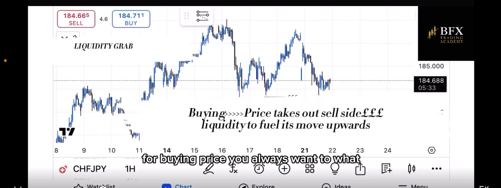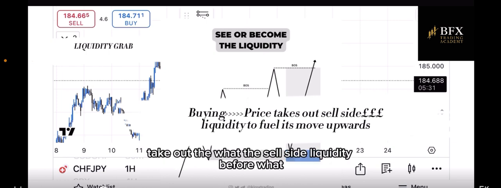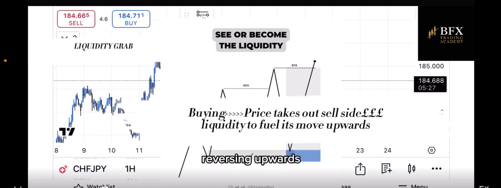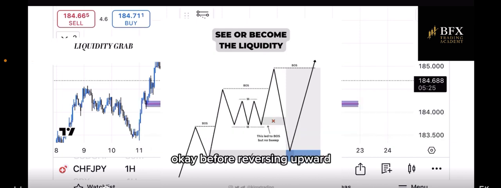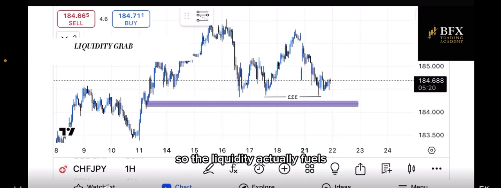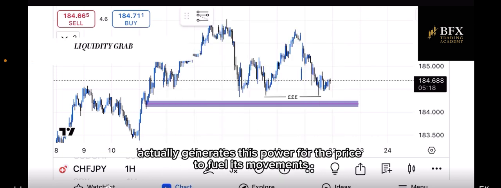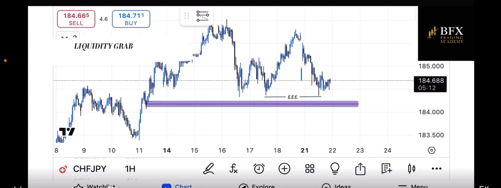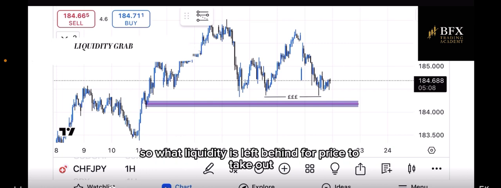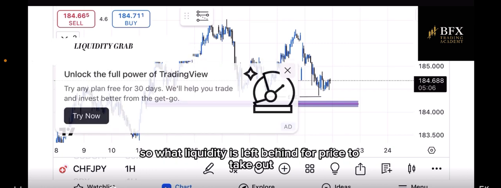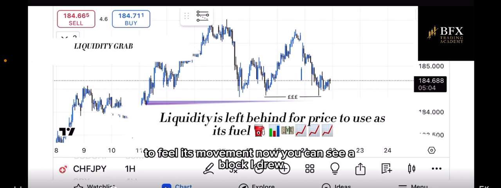For buying, price will always want to take out the sell side liquidity before reversing upwards. Okay? So the liquidity actually generates this power for the price to fuel its movement. Do you get me? Liquidity is left behind for price to take out to fuel its movement.